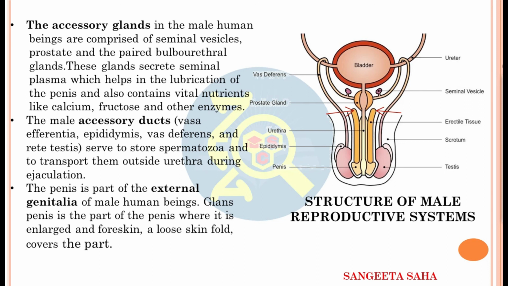So this was all about the male reproductive system, the structure of the male reproductive organs, and the important functions they play in the process of reproduction. In the next lesson, you are going to learn about the female reproductive system, its structure, and the functions, how they play an important role in the process of reproduction.